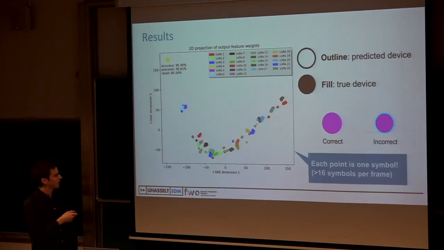No, those were, actually I didn't explain that. It's a very good question. So the question is, what are these points? They are just individual symbols of a LoRa transmission. So I did a fingerprinting on a single symbol. What you're seeing here is the color corresponds to the device that sent the symbol. If you have a fully colored red one, that means that the prediction was correct. If you have the outline different, it means that it thought that it was another device sending the symbol.